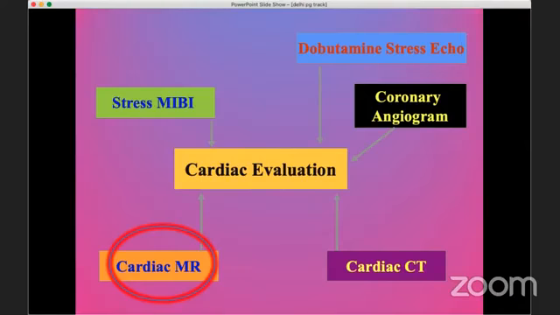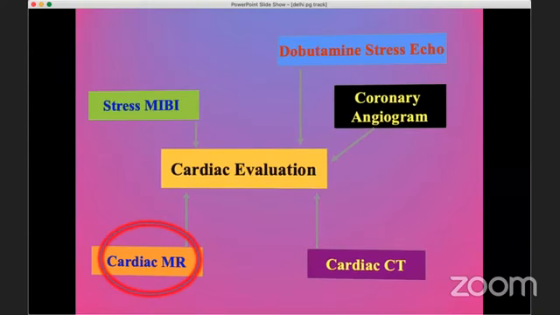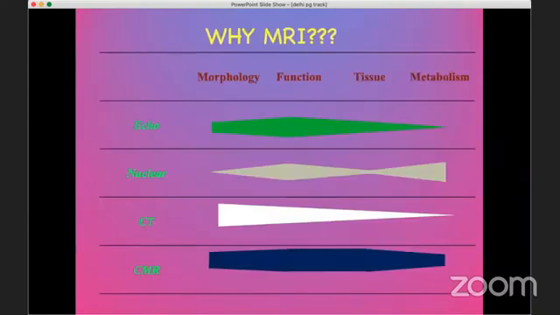So all these points are important to get a wholesome value for the patient, and we'll be looking at a couple of cases a little later. Now, why are we very gung-ho about the MR? We know that there are four essential facets of cardiac disease.